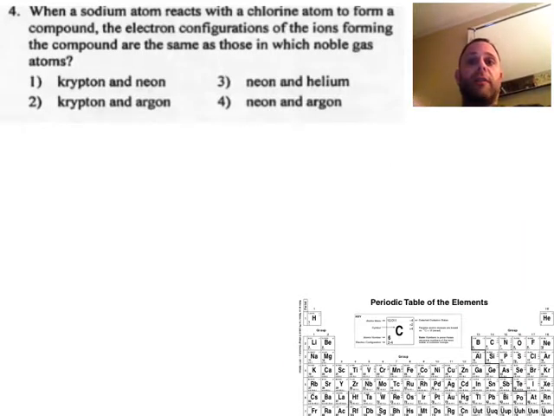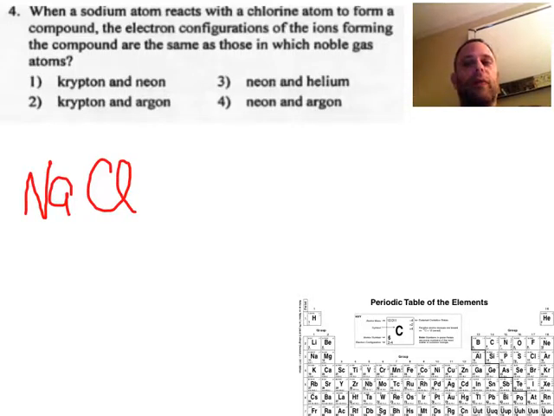Okay, now this question is similar to a previous one. It reads, when a sodium atom reacts with a chlorine atom to form a compound. Now let's stop right there. What is that compound? What will it look like? Well, we have sodium and chlorine. When they join together, sodium would be a +1, chlorine a -1. If you do the crisscross, you would notice that the ratio in the formula would be 1 sodium to 1 chlorine. That's sodium chloride. The question then goes on to read, the electron configuration of the ions forming the compound are the same as those in which noble gas atoms.